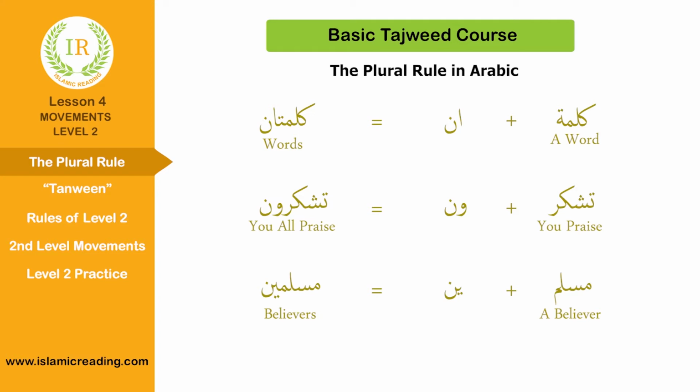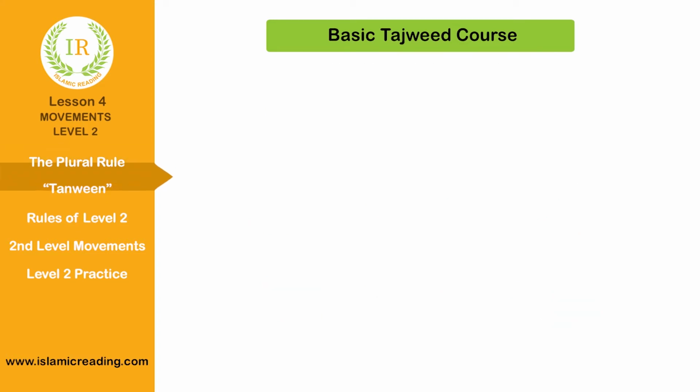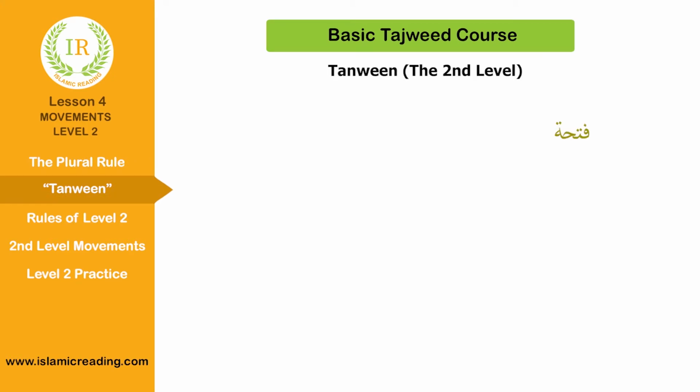We are going to use this rule to make plurals of the movements. Let's see how. We know that the first movement is called Fatha, and it is represented by a small angled line that appears on the top of a letter. If we add Ya Nun at the end of this word Fatha, it becomes Fathatain, which means two Fatha. Kasra is represented by a small angled line that appears below the letter, and if we add Ya Nun at the end of this word Kasra, it becomes Kasratain, which means two Kasra.